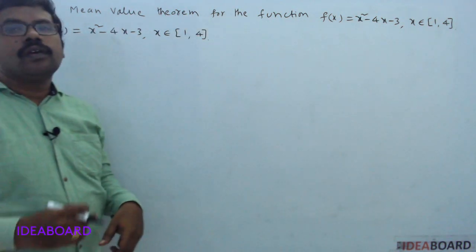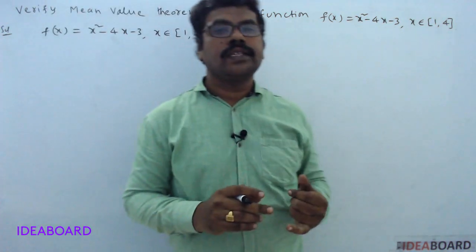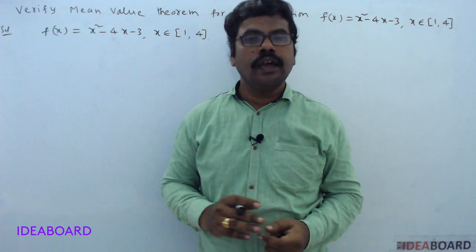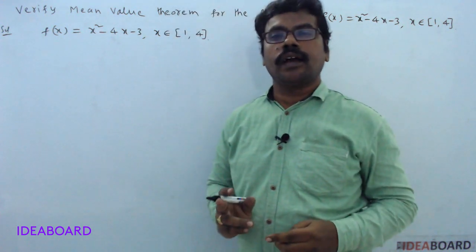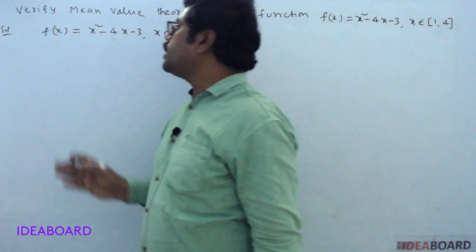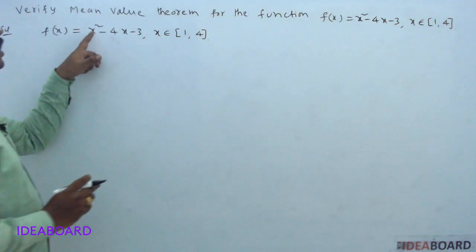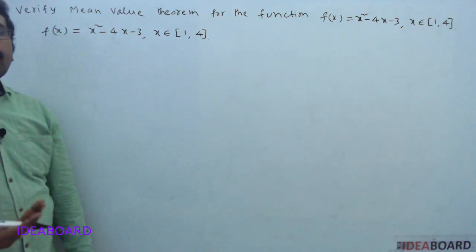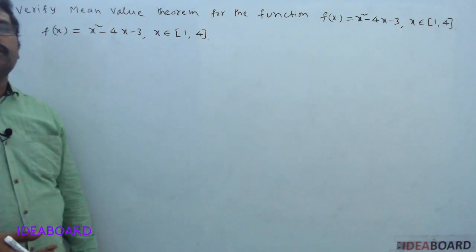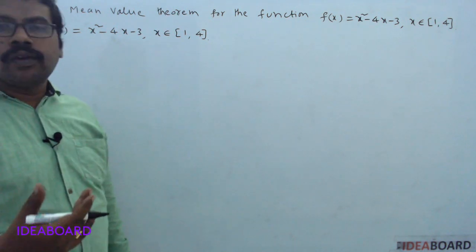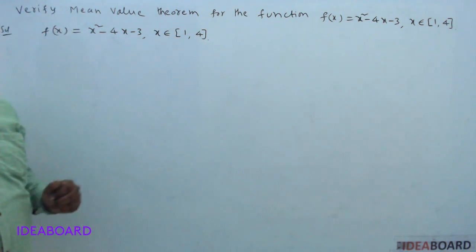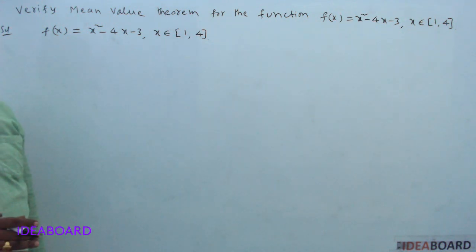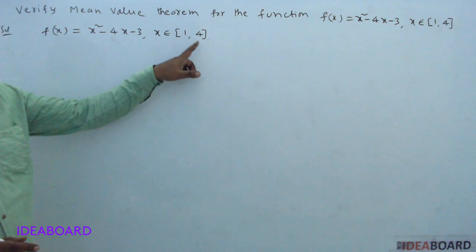In the mean value theorem, you have to check two conditions. What is the first condition? Continuous in the closed interval a comma b. Second condition, differentiability in the open interval a comma b. Now here, what is our function f of x? x square minus 4x minus 3. Clearly, it is a polynomial function. Being a polynomial function, without any discussion, you can write down that f of x is continuous in the closed interval 1 comma 4. f of x is differentiable in the open interval 1 comma 4.